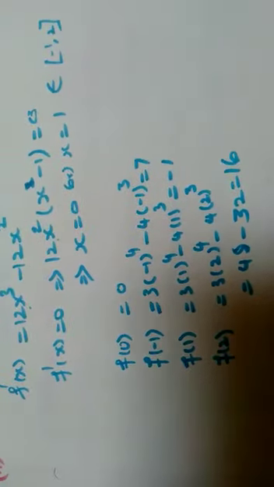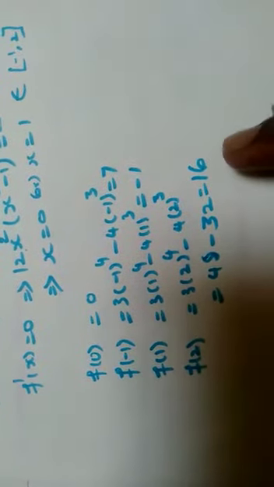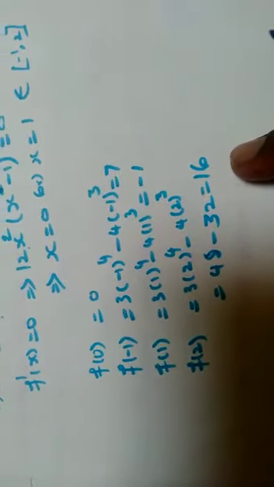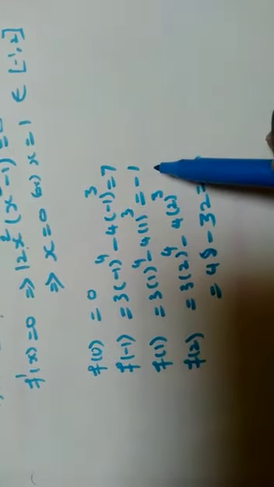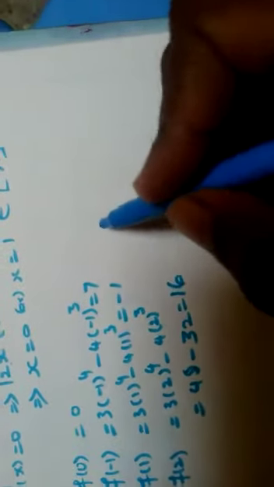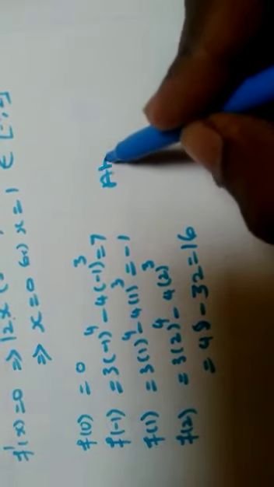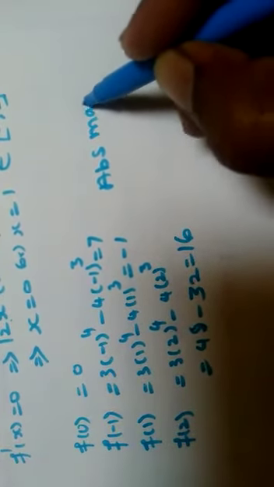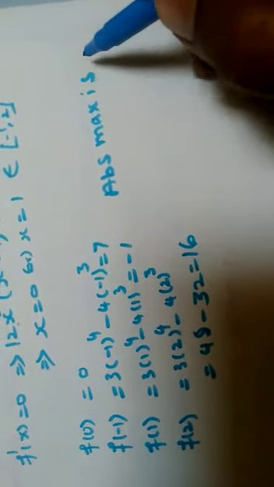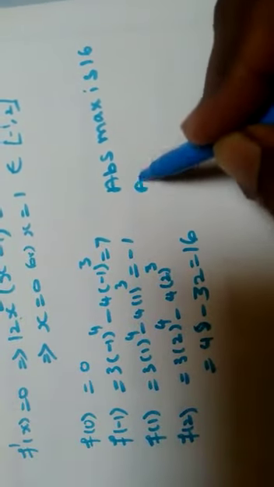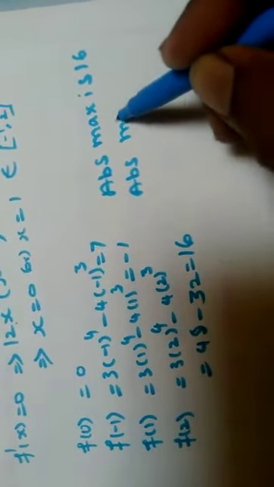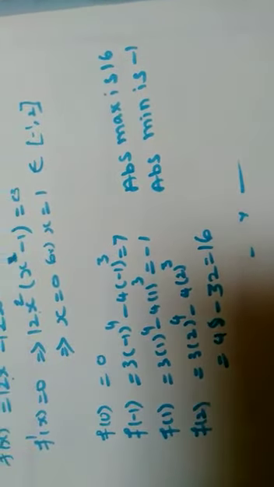Okay, from this, what is the absolute maximum? 16 is the maximum. Absolute minimum is minus 1. So we conclude that the absolute maximum is 16 and the absolute minimum is minus 1. That's all.